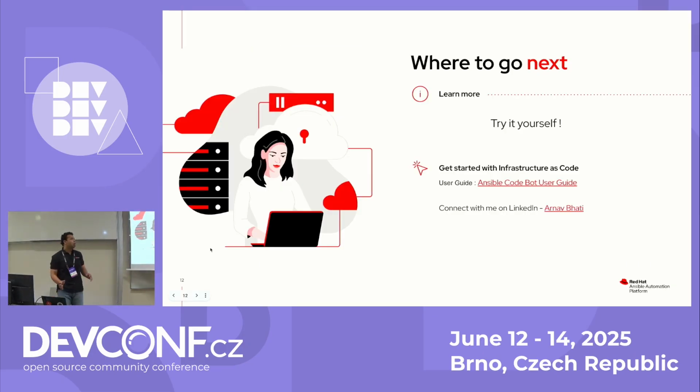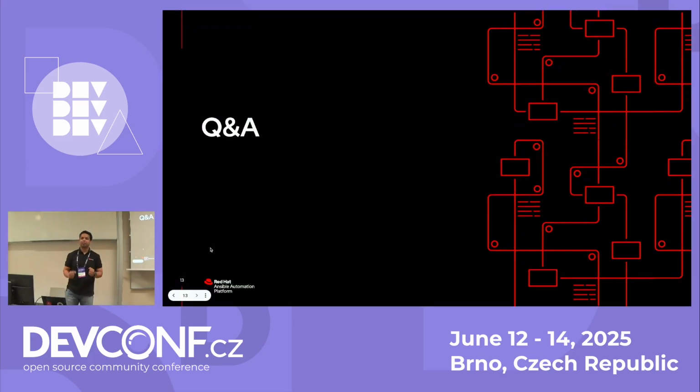Now if you want to play with it, there are certain resources available for you. You could simply use the CodeBot user guide, and it takes just 5 to 10 minutes to install it and play with it, not more than that. And if you have any other questions around Ansible automation or CodeBot, feel free to connect with me. And yep, Q&A, we did it in time.